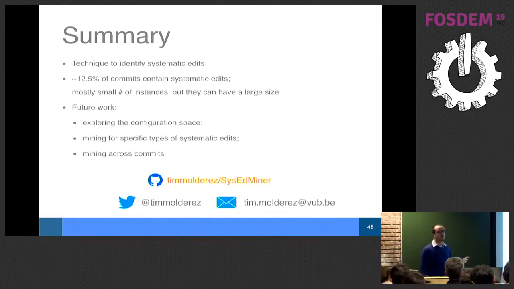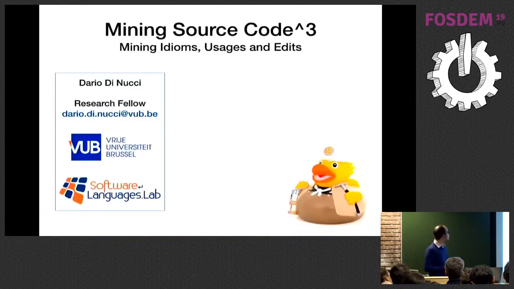And also we are trying to mine across commits, because one of the problems that we have today is that we mine a single commit at a time. So if we have changes that are across commits, we are not able to mine this kind of information.